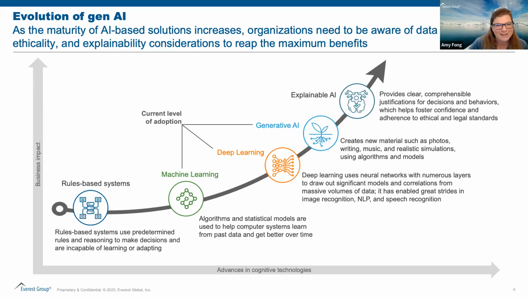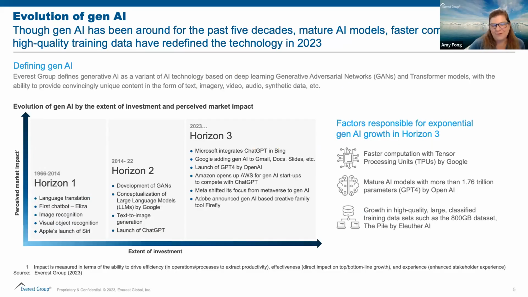What we're not quite seeing yet is explainable AI, which provides a clear and comprehensible justification for the decisions and its behaviors. This is, as you can imagine, a level of AI that'll help instill some confidence and help to adhere to ethical and legal standards, and that's still in development right now. But when we look at generative AI, it doesn't have those attributes. And that is probably one of the concerns that people have around AI, among many others. We're going to focus today on what it can do for the most part, and we'll touch a little bit on some of those points.